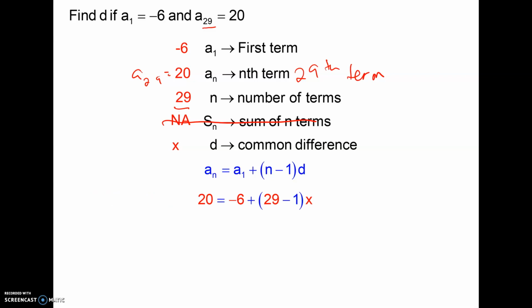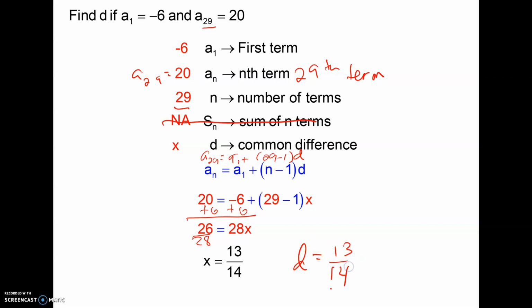And then I'm just going to plug in what I have. So 29th term goes here. A sub 29 is equal to A sub 1 plus 29 minus 1 times D. Okay, and I replace first term, my A sub 29, my 29th term, and then I just finish out with the order of operations. Okay, 29 minus 1 is 28x. I added 6 simultaneously to the other side, and then we divide. And when you divide, you should always reduce your answer to lowest terms. So our common difference is 13 over 14.